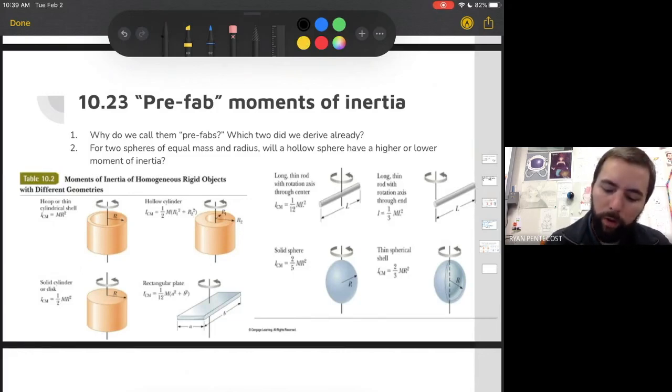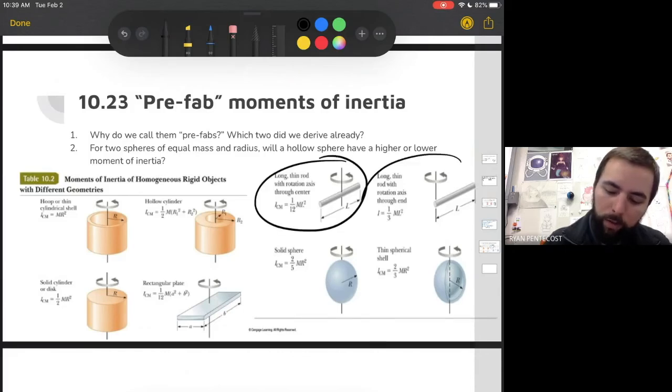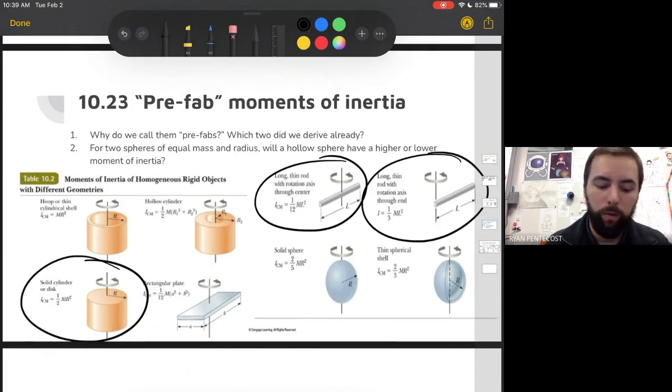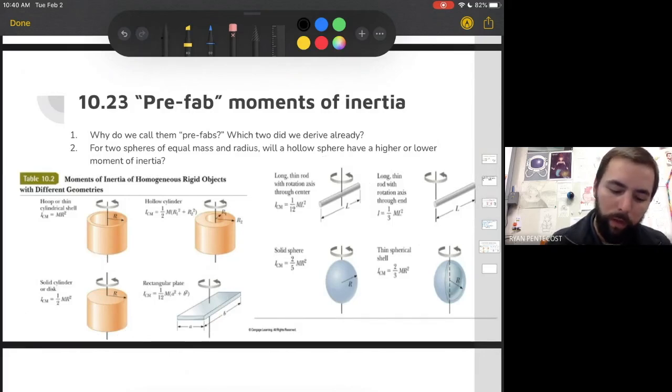Now, which ones have we already derived? Well, we derived that guy. We also did that one. And we just got finished doing that, mr squared over 2. Okay, so we've got the solid cylinder or disk. We did the long thin rod with a rotational axis through the center. That was ml squared over 12. Then we did it through the end, ml squared over 3. So we've already done 3 of these, actually, not just 2.